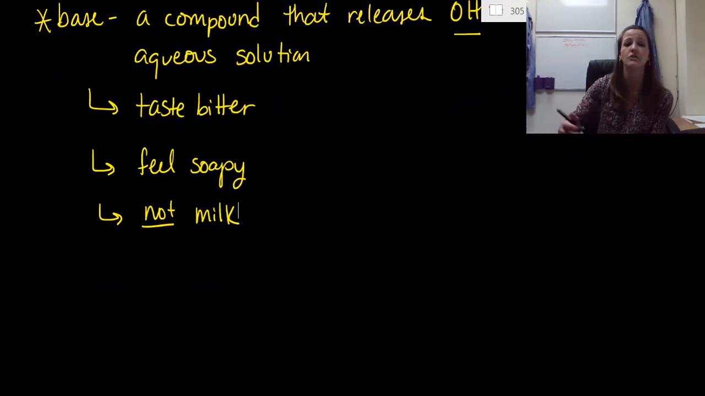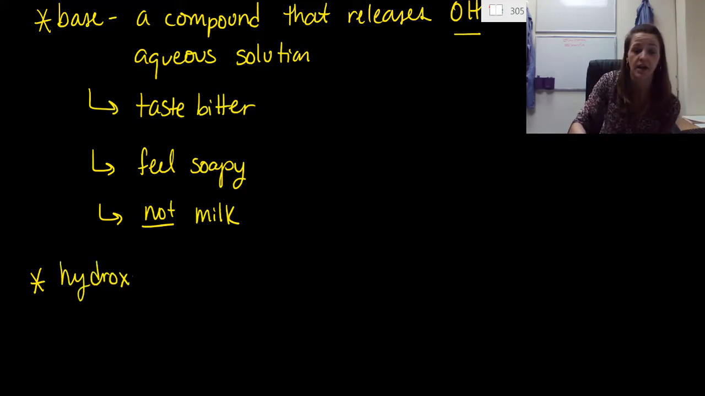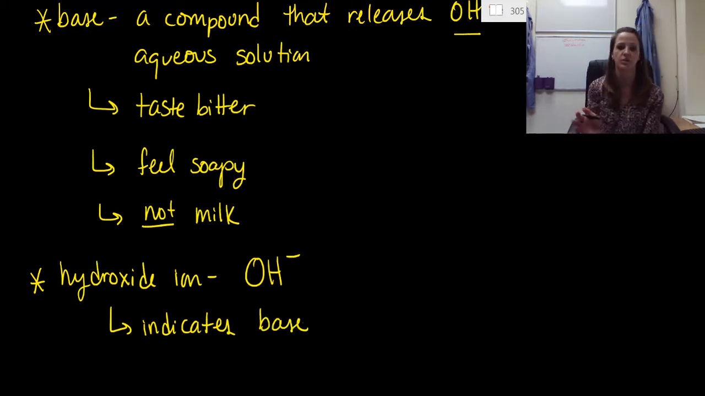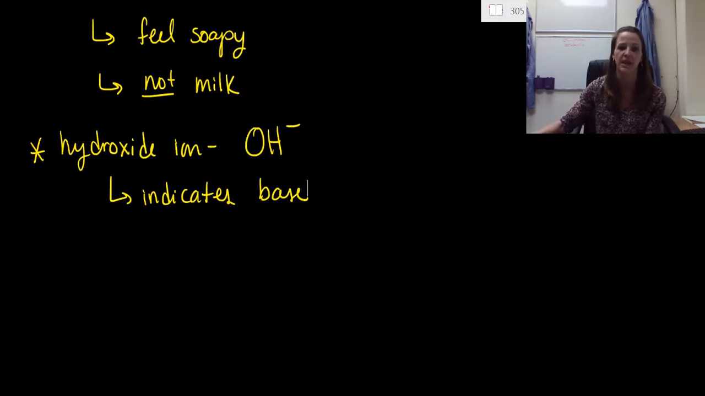All right, so now, how do you know if you're actually interacting with a base? What is the ion you are looking for? Well, on a microscopic level, we're looking for the hydroxide ion. The hydroxide ion is just OH and it has a -1 charge. So if you ever see a hydroxide ion, it indicates that you're dealing with a base, or there's a base somewhere in your reaction. OH minus means base.